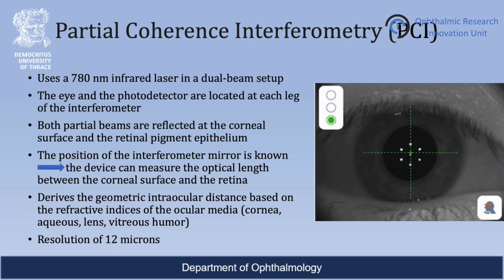First, partial coherence interferometry uses a 780 nanometers infrared laser in a dual beam setup. The eye and the photodetector are located at each leg of the interferometer, and both partial beams are reflected at the corneal surface and the retinal pigment epithelium. The position of the interferometer mirror is known. So, the device can measure the optical length between the corneal surface and the retina. Then, partial coherence interferometry derives the geometric intraocular distance based on the refractive indices of the ocular media such as cornea, aqueous, lens, and vitreous humor with a resolution of 12 microns.